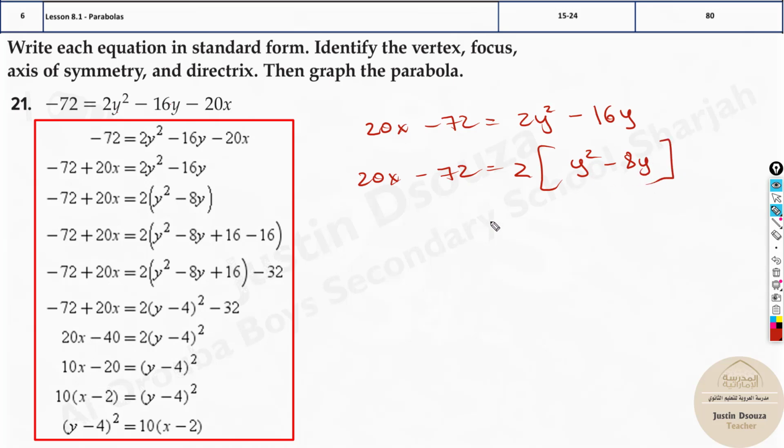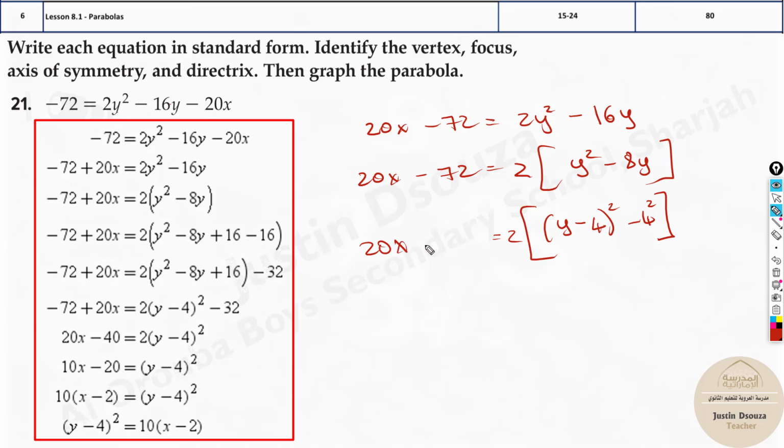Now you can apply the completing the square method over here. See, this 2 will remain over here. Now inside, you should do y minus 8 divided by 2, which is 4. The whole square minus 4 square. But remember, this is multiplied to it. This is multiplied to it. There is one way you can avoid it.